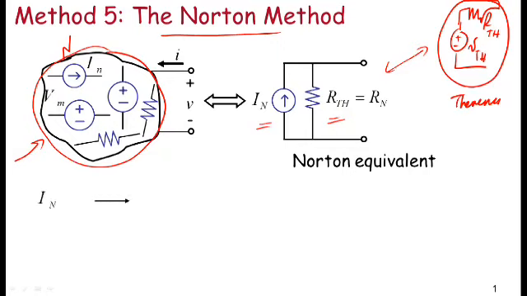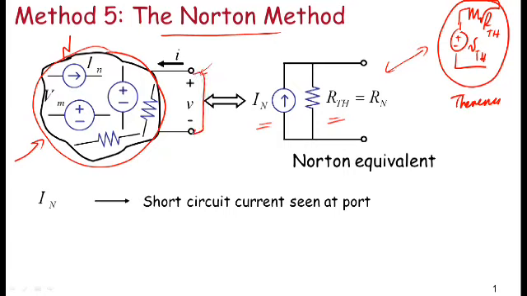So to obtain the current IN, what you do is you obtain the short circuit current seen at the port. So recall, for the Thevenin method, I open circuited the port here and measured the voltage, and that was my VTH. For the Norton method, what I do is I short circuit this port and I measure the current I. That current is IN, or the Norton current.